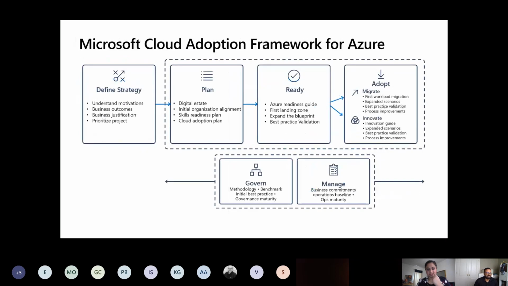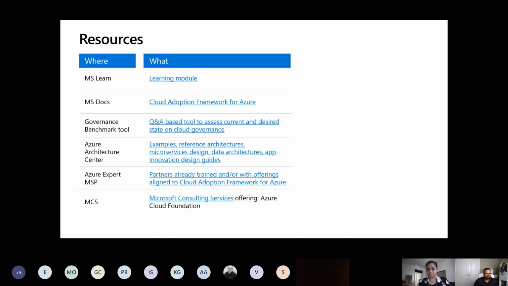Again, coming back to the slide that I was showing in the beginning, this is the full framework, and we have from define strategy all the way to manage in this framework. This is a pretty cool framework. You should all have a look at it. There is good documentation. Please have a look at it, and let us know if you have any questions. All right, thank you.